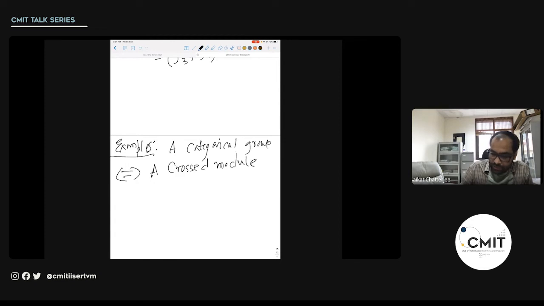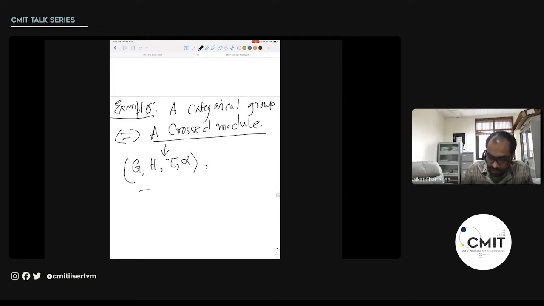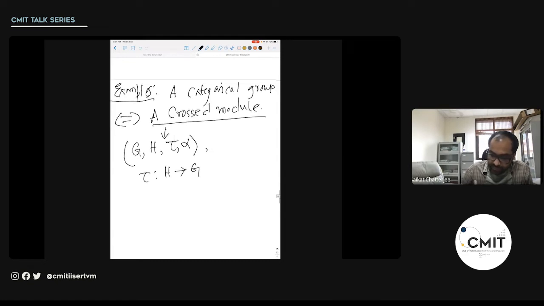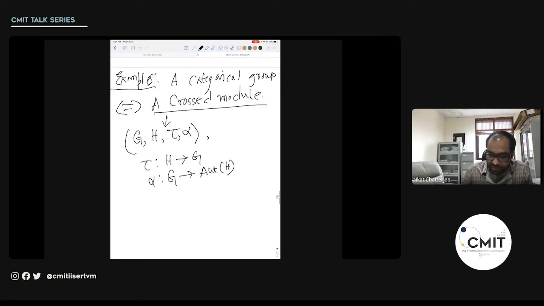So what is a crossed module? A crossed module is basically given by a pair of groups G, H along with a group homomorphism tau and alpha. So what is tau? Tau is a group homomorphism from H to G, and alpha gives you an action of G on H, and together they should satisfy certain compatibility relations.